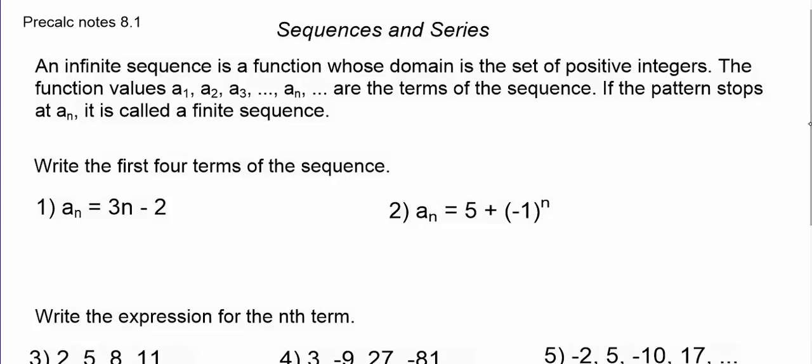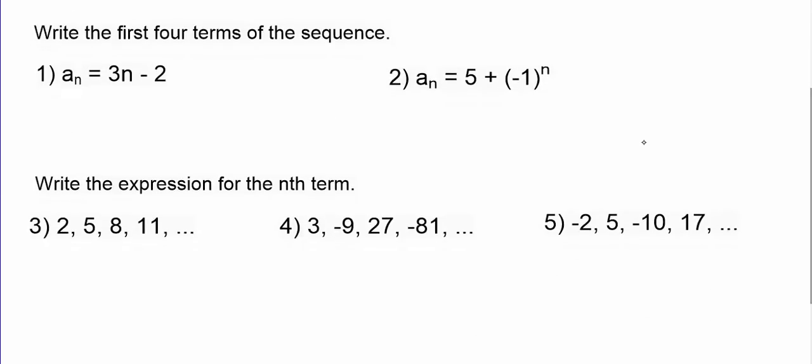Let's go. An infinite sequence is a function whose domain is the set of positive integers. The function values a sub 1, a sub 2, a sub 3, etc. are the terms of that sequence. If the pattern stops at some point a sub n, it is called a finite sequence. So finite, of course, means it's ending. Infinite, it's not ending. All right, let's write the first four terms of the sequence.